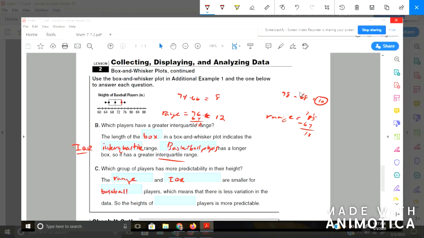less variation in the data. So the heights of the baseball players is more predictable. Okay? The less variation you have, the more predictable your data will be. That's kind of a big concept right there. I'm just going to circle that. The less variation there is, the more predictable your data will be. In other words, the smaller range and the smaller interquartile range is going to give you more predictable data.